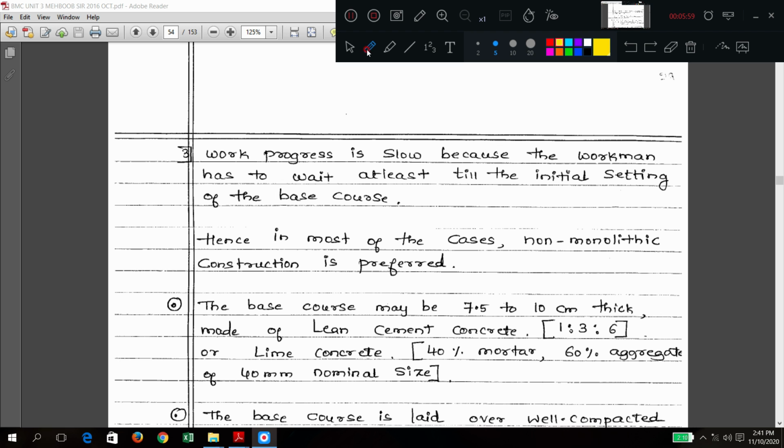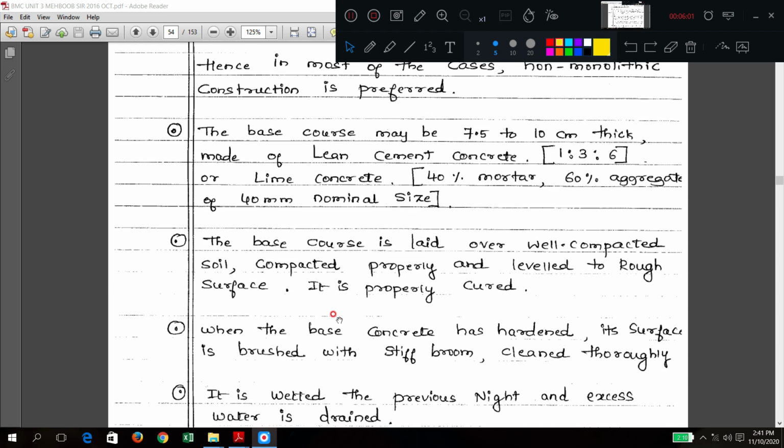So here, what is this? Very important. These are the points already discussed. Here the base course consists of 7 to 10 centimeter thick lean concrete. Its proportion is given as 1:3:6. You do not need to remember this, you can understand only that the base course may be up to 10 centimeter thick, made up of lean concrete. Here earth is not mentioned.